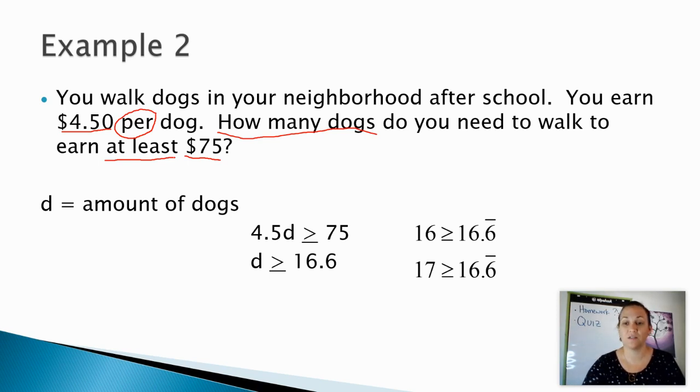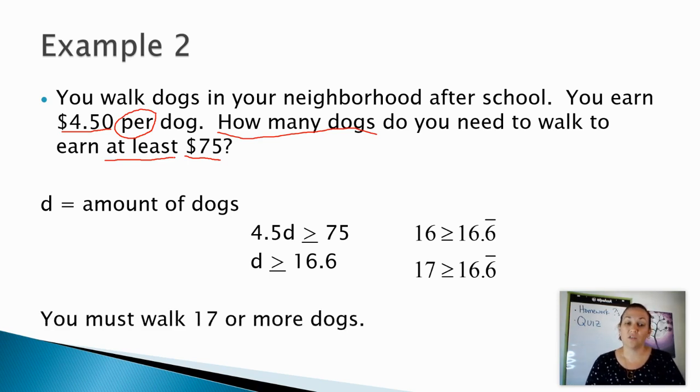And then we write a sentence to that effect. You must walk 17 or more dogs. You also could have written, as I had said, you need to walk at least 17 dogs. So you can actually use the phrase from the sentence.